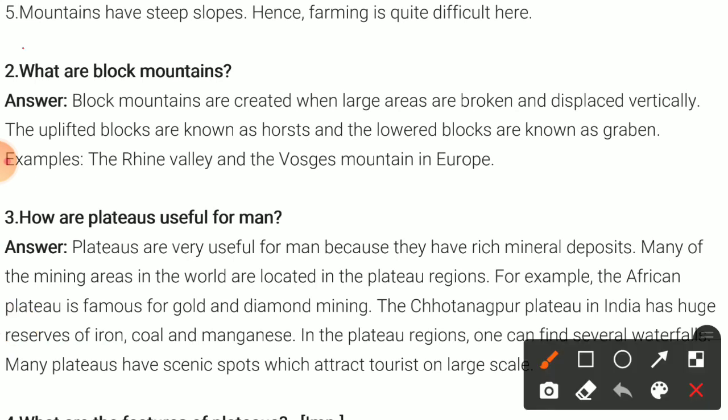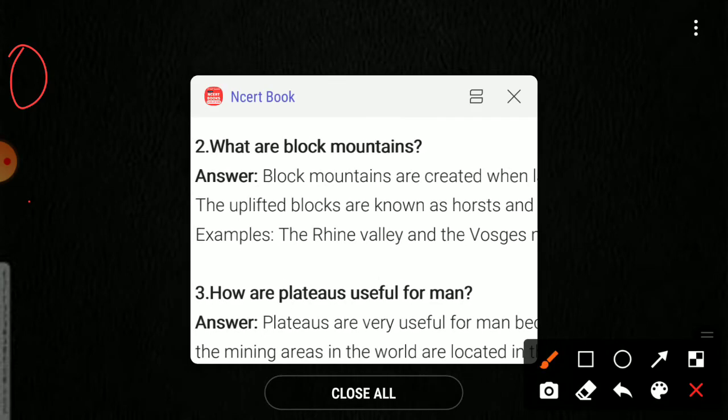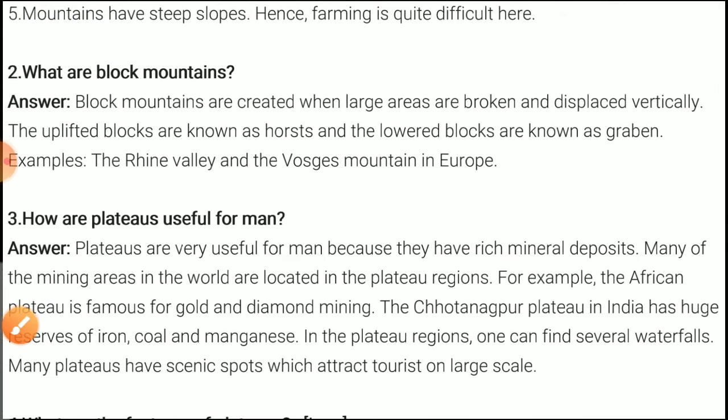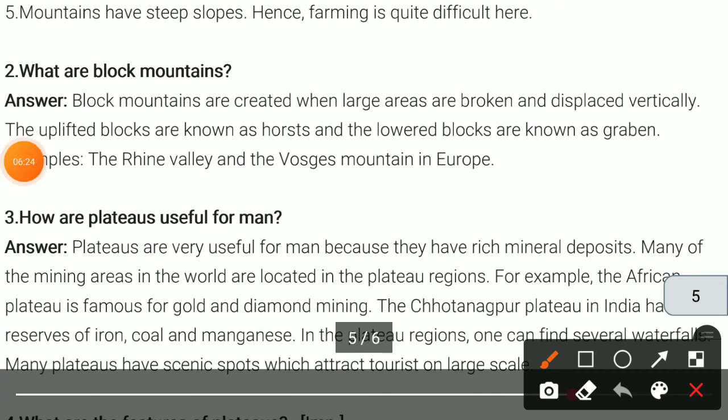So note down the second and third questions in your own notebook.